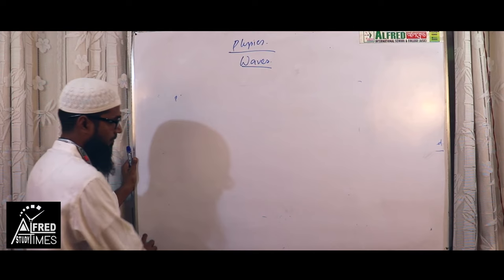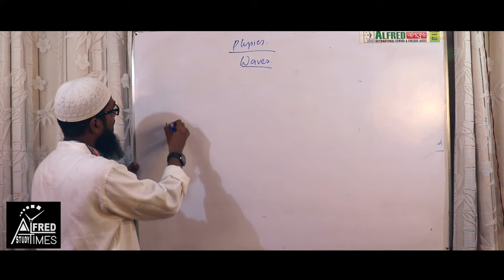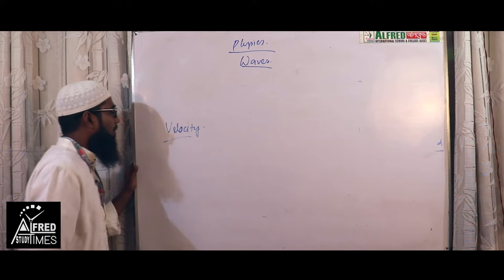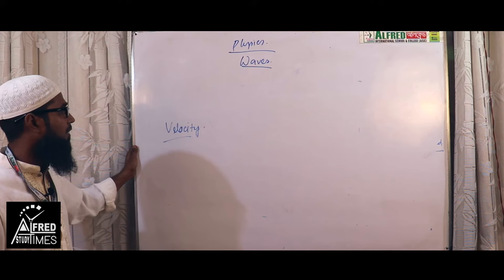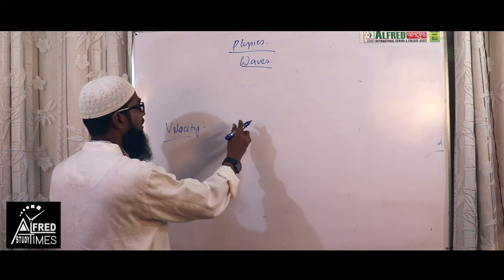Now another topic, that is wave velocity. I have not mentioned it previously, but I want to tell you about velocity. We have learned previously that velocity is the ratio of displacement and time, and the formula of velocity is d/T. Velocity is equal to d/T.